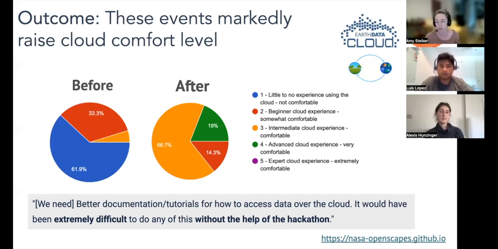One of the verbatim comments we received really highlights this as well: we need better documentation on how to access, and it would have been extremely difficult to do any of this without the help of the hackathon. So again, I think this really speaks to how important it is for us across our data centers and working across the DAAC to be building a lot of these tutorials and teaching in this kind of hands-on environment.